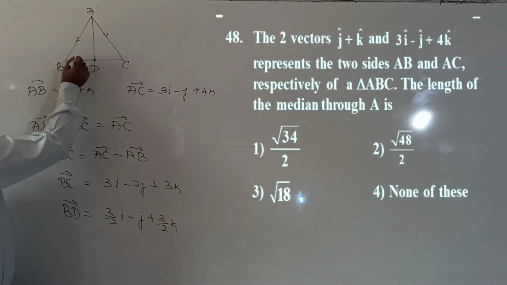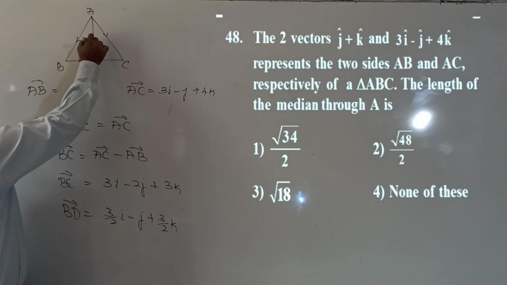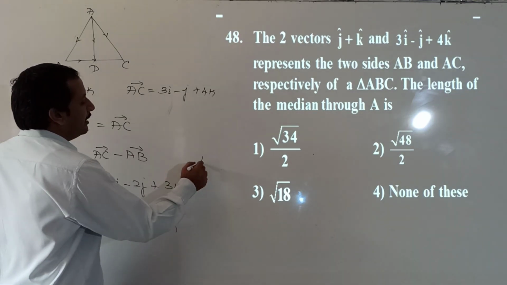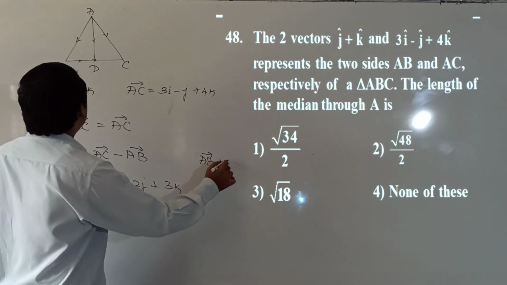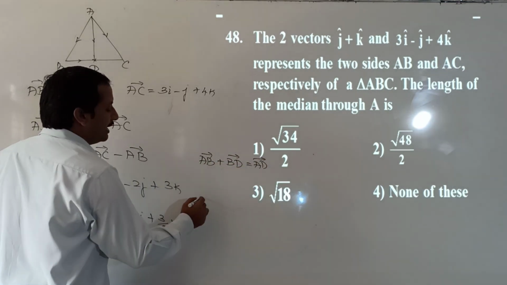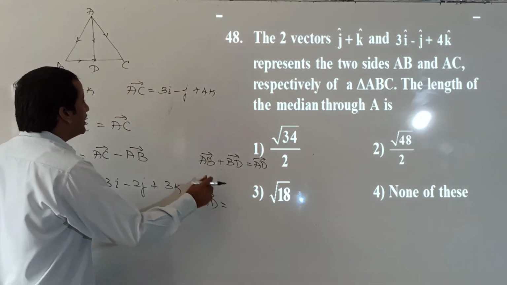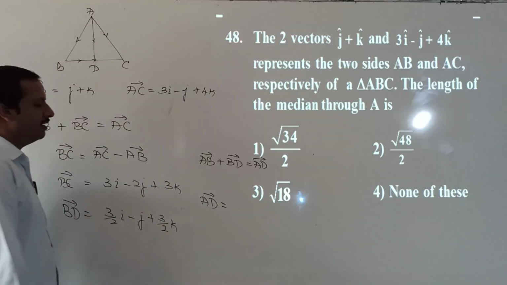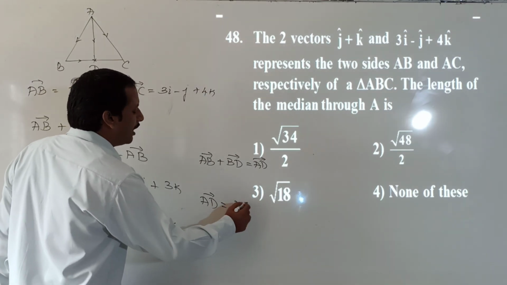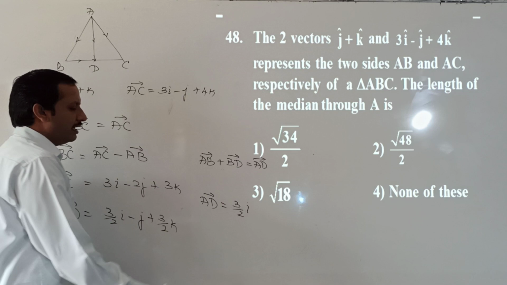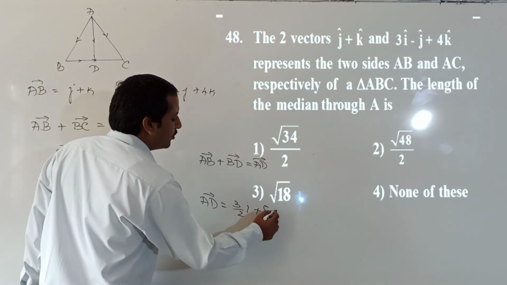This is BD bar. Now look at the triangle ABD. From that triangle, I can write AB bar plus BD bar is equal to AD bar. We want the length of AD, right? So AD bar is equal to AB bar plus BD bar. Add these two. AB bar plus BD bar will give you 3 by 2 i plus j minus j, that gets cancelled, k plus 3 by 2 k, that will be 5 by 2 k.